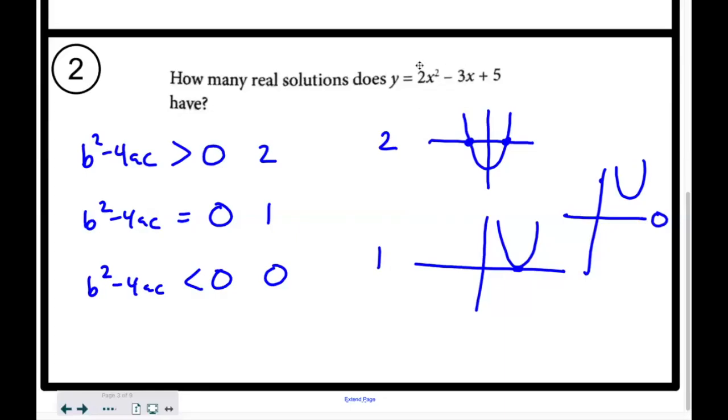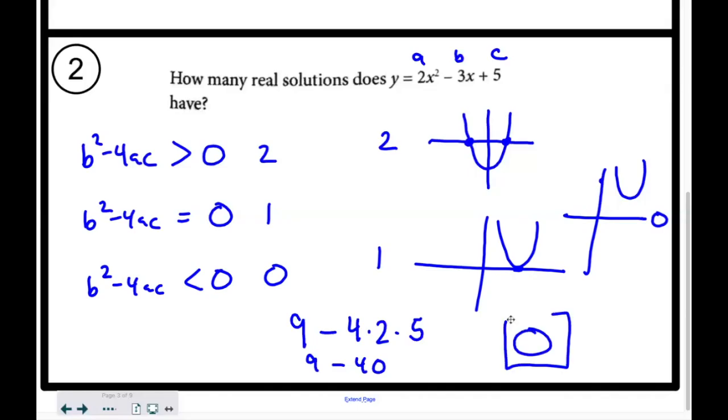So this is a, this is b, and this is c. Well, b squared is 9, and minus 4 times a times c ends up being 9 minus 40, which is clearly negative. So since it's negative, there are zero real solutions.